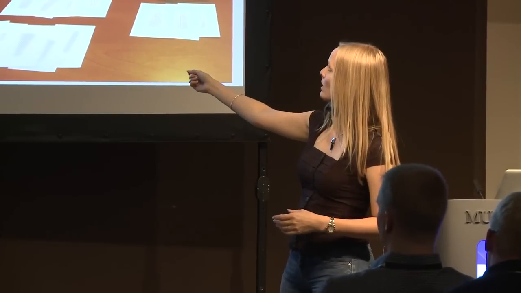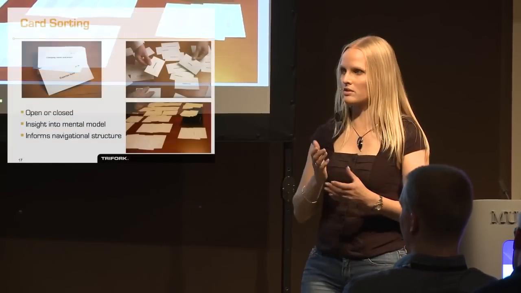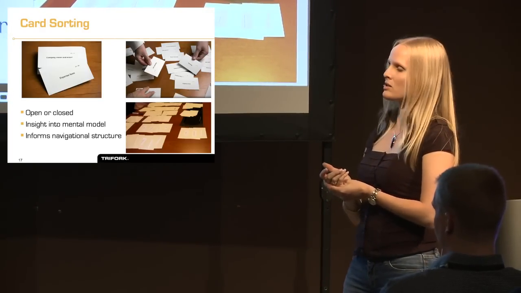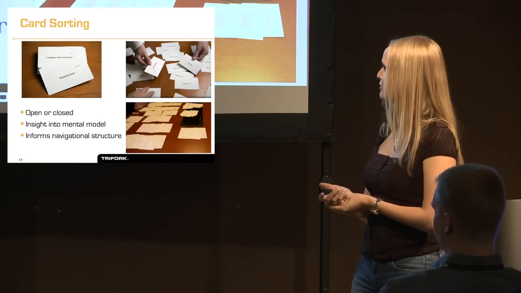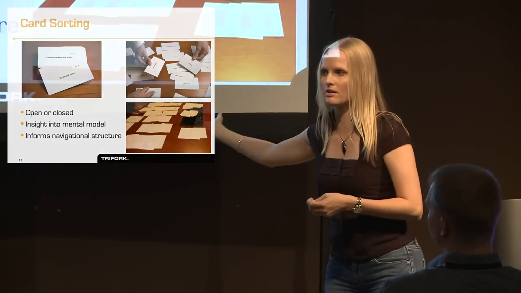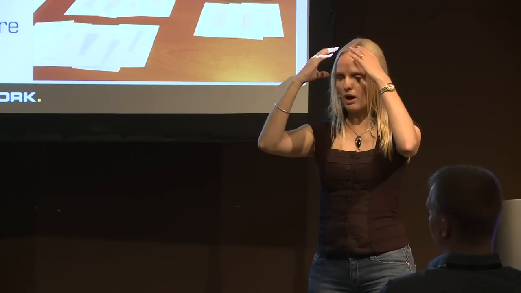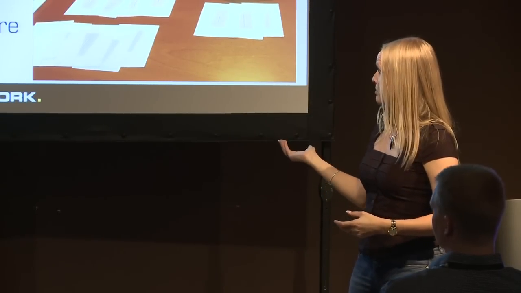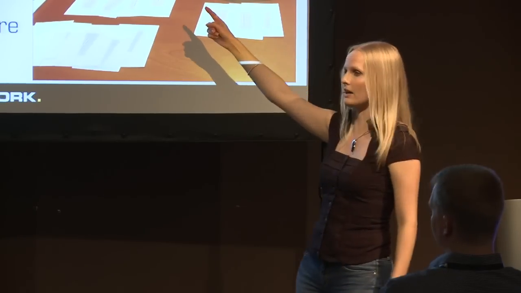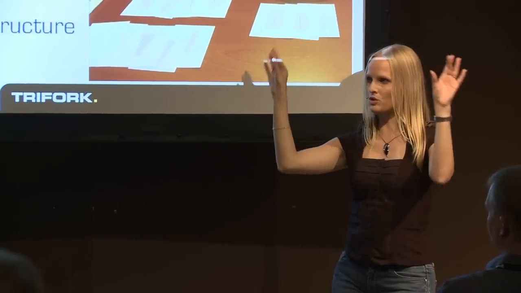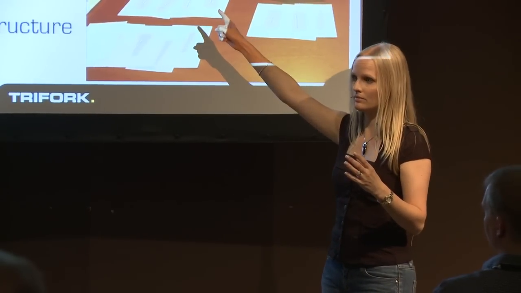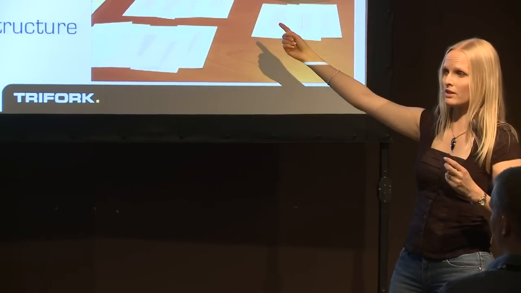This can help you. Card sorting can come in either as an open card sorting or a closed card sorting. And it gives you an insight into the mental model of the user. It informs the navigational structure based on this insight into their mental model. Because if you know how they think things belong together, then you can make your navigational structure reflect that. So what happens is, you can have a deck of cards like that, with every single point you want somewhere on your website. Any page on your website should go on there. And you can have up to 250 cards like that.